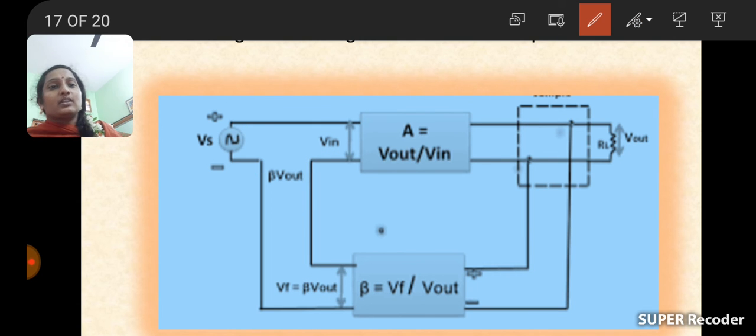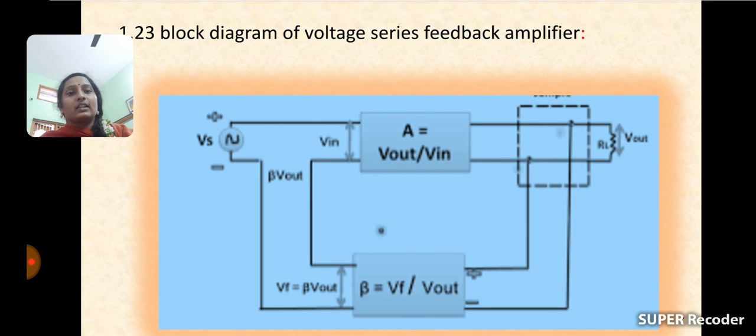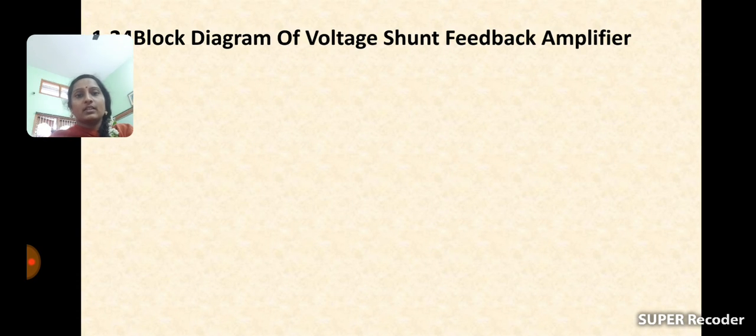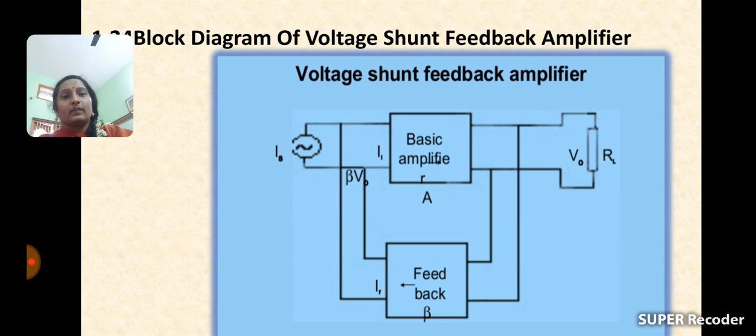In our examination, or in our syllabus, diagrams are there. Okay, see the diagrams. Next one is the voltage shunt feedback amplifier. Only a small difference is there, see.